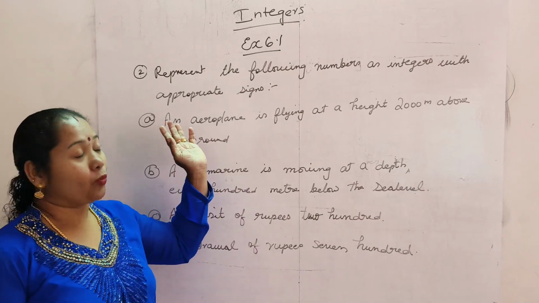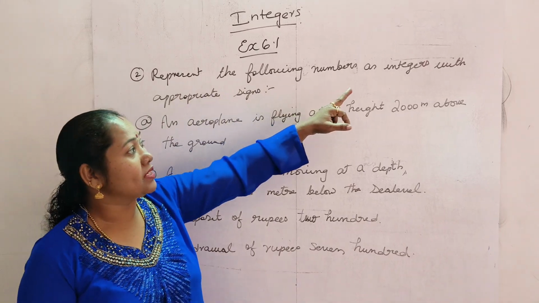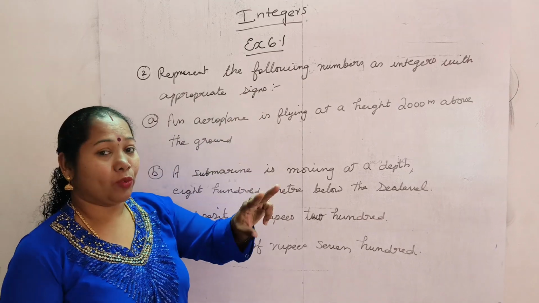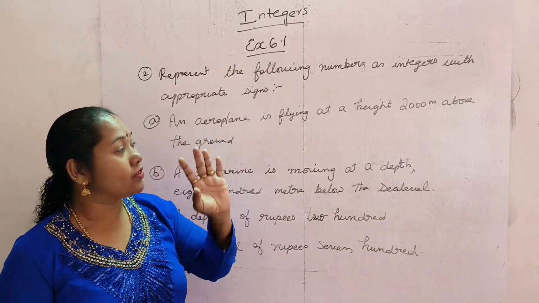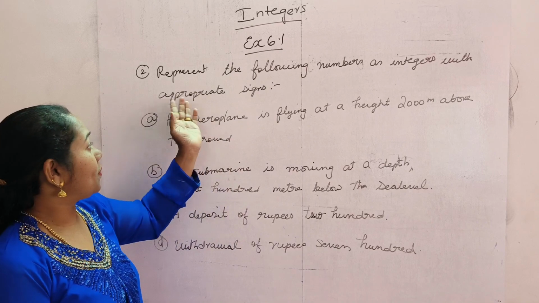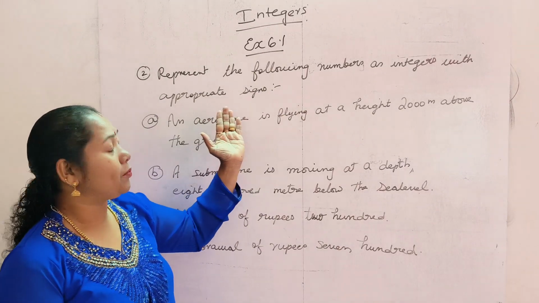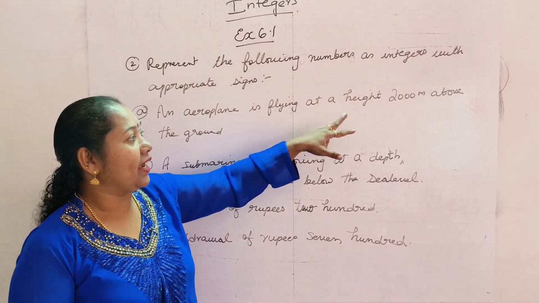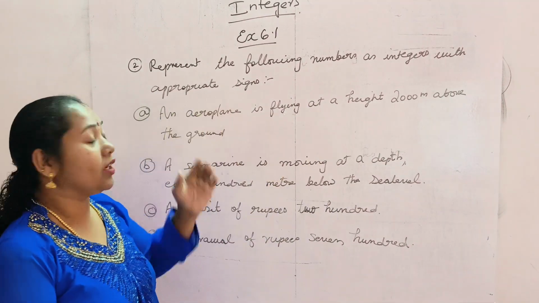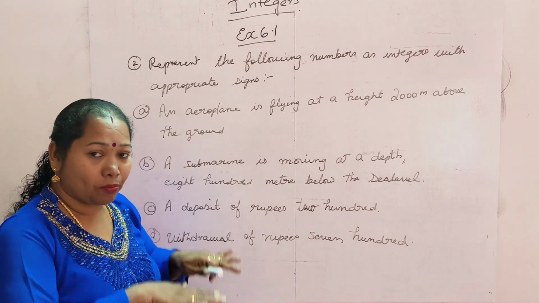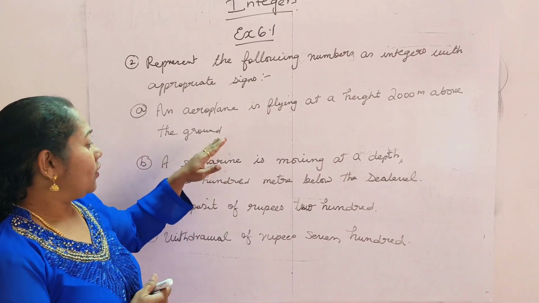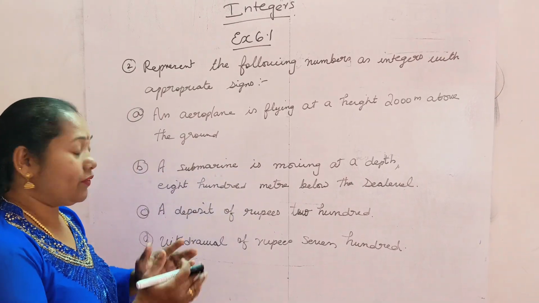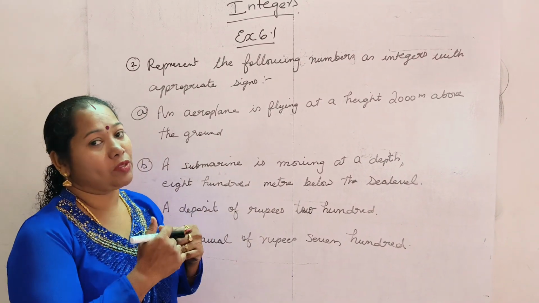Okay, now question number 2. Represent the following numbers as integers with appropriate sign. Means we have to put either positive or negative sign along with the numbers. So first question is an aeroplane is flying at a height 2000 meter above the ground. Above means positive, below means negative. So here profit means positive, loss means negative. Okay, withdrawal means negative, deposit means positive.